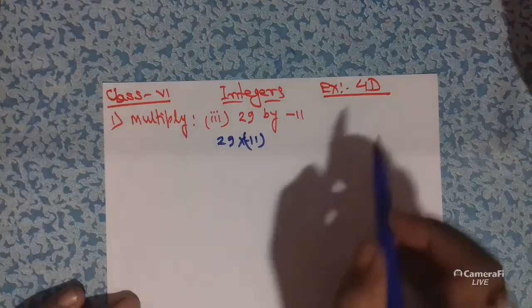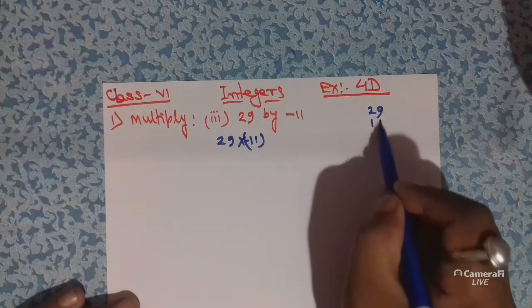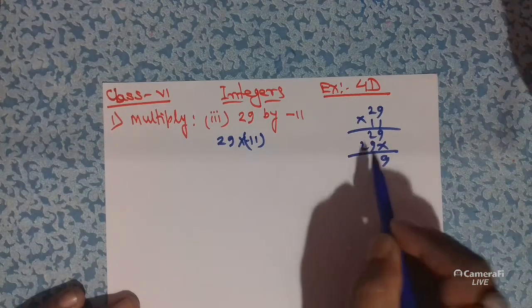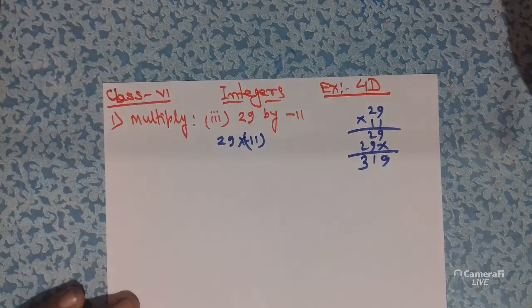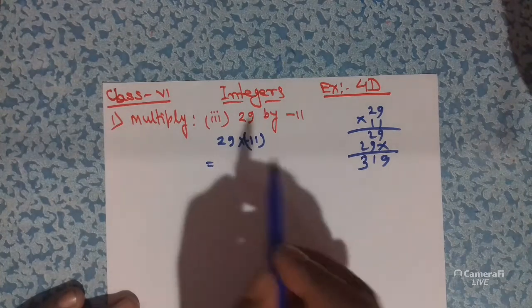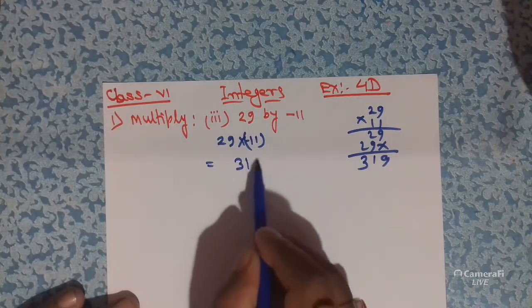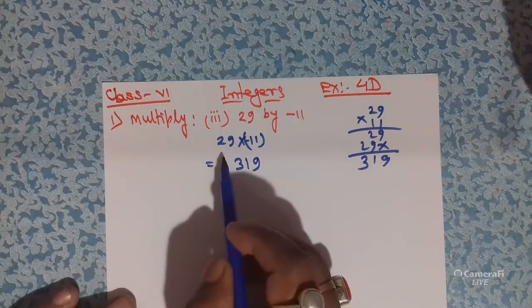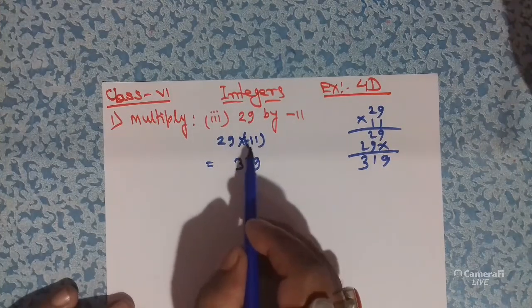Now we can multiply 29 into 11, so it will be 319. So 319 will be the answer, but you can see that 29 is the positive integer and 11 is the negative integer. It is minus 11.